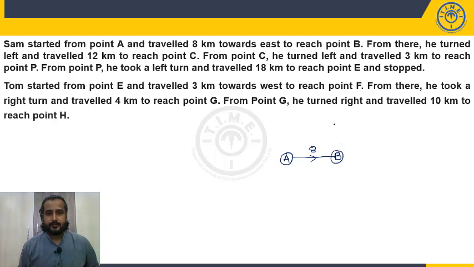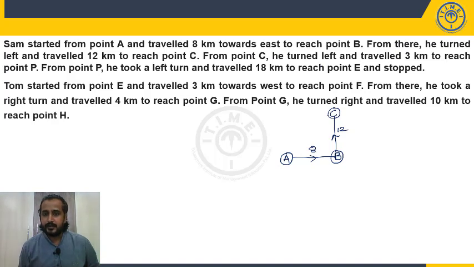From there he turned left and traveled 12 kilometers. While moving towards east, left hand side will be north. So 12 kilometers north to reach point C. Okay, point C. Next. From point C, he turned left and traveled 3 kilometers.